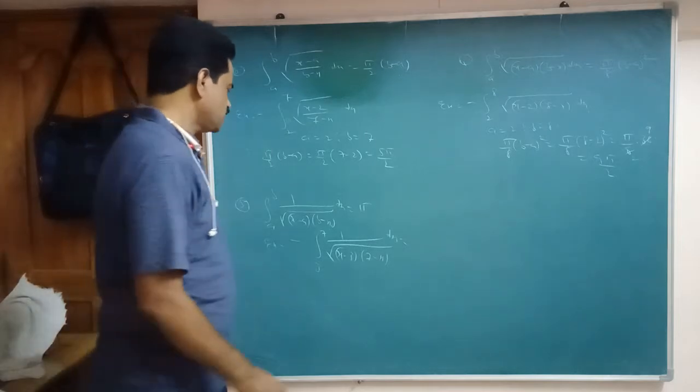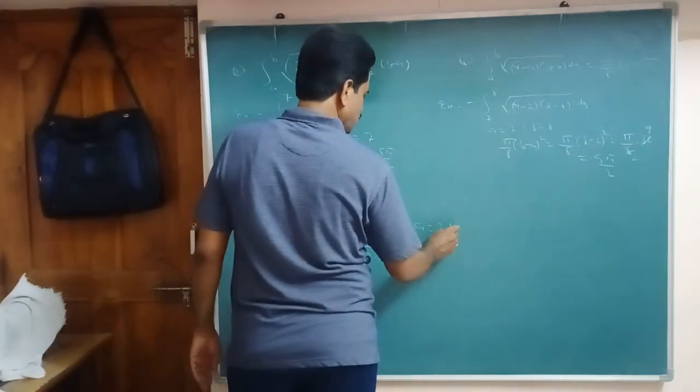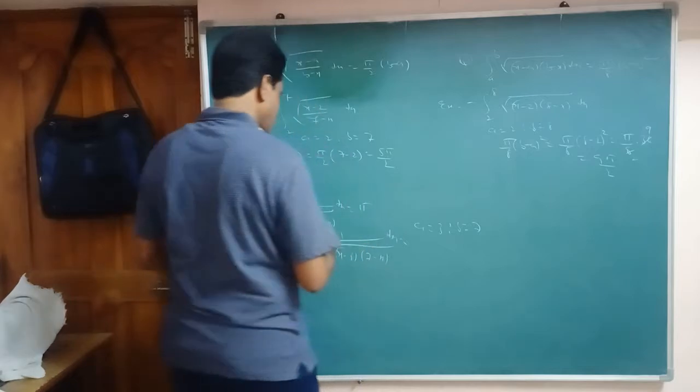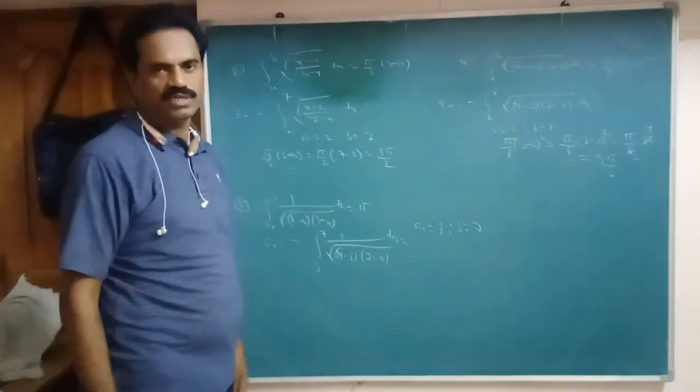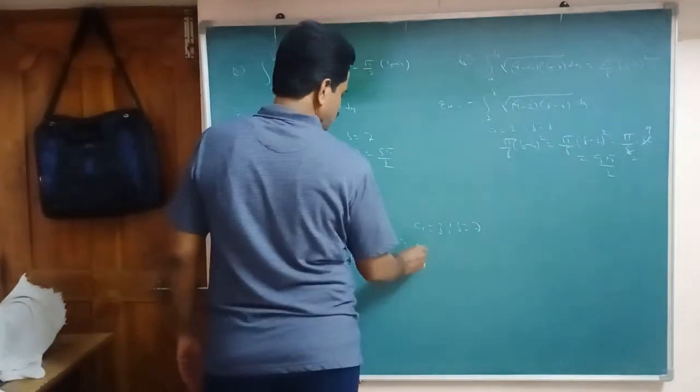Here a is equal to how much? a equal to 3 and b equal to 7. So whatever the a value and b value, it is always how much here? Pi only. So this value is how much here? Pi.